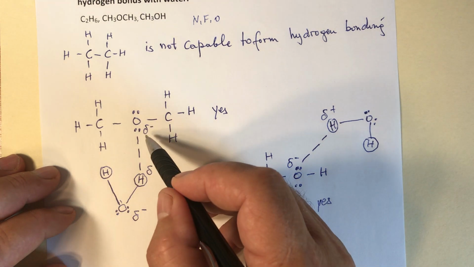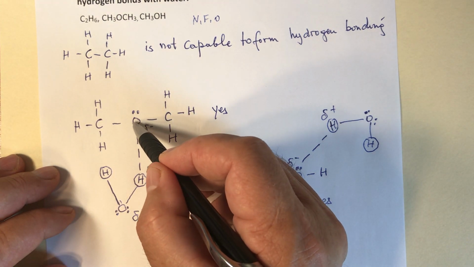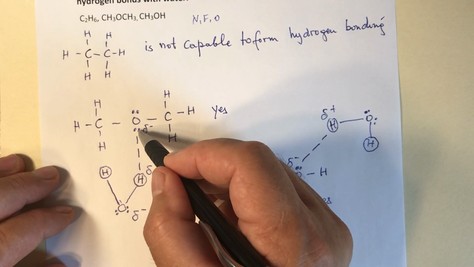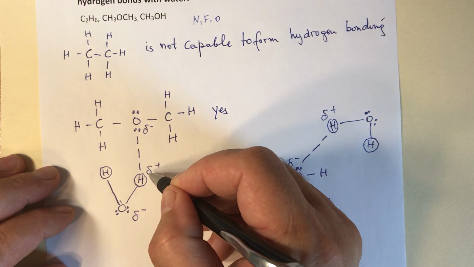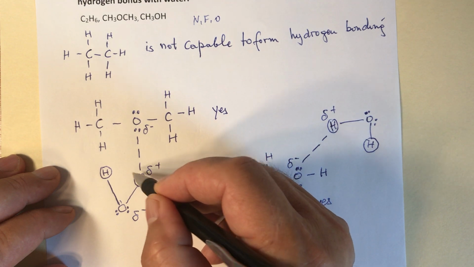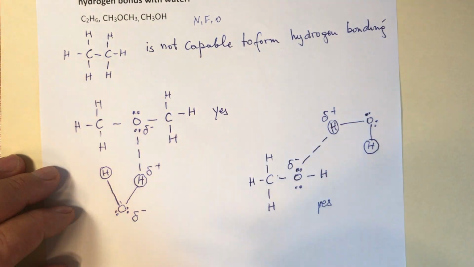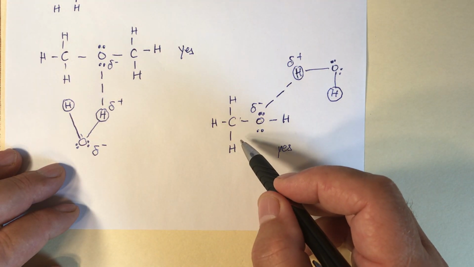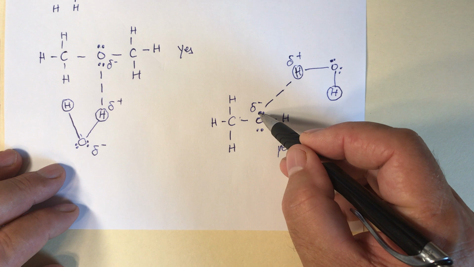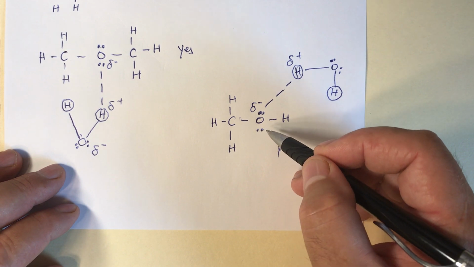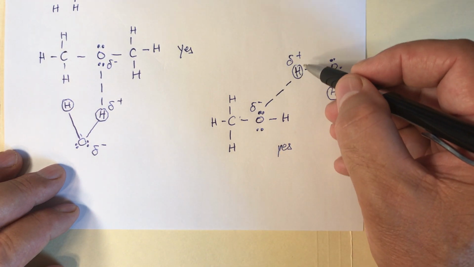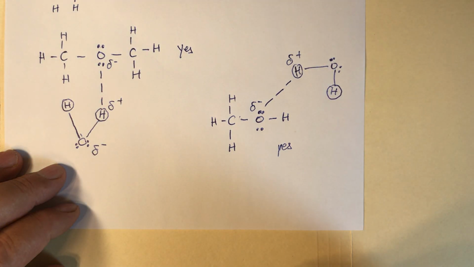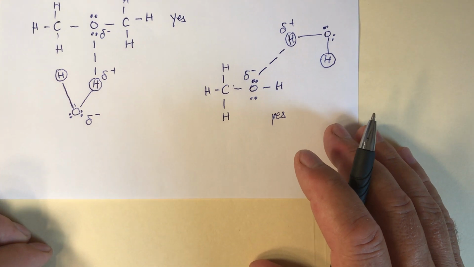Second one, dimethyl ether. We have an oxygen here connected with 2 carbons, and there are 2 lone pairs of electrons. This lone pair of electrons is attracting the positively charged hydrogen on this water molecule, forming a hydrogen bond. The same way, methanol has an oxygen atom with 2 lone pairs of electrons, and this lone pair is attracting the positively charged hydrogen on the other molecule of methanol. Thank you for watching the video.